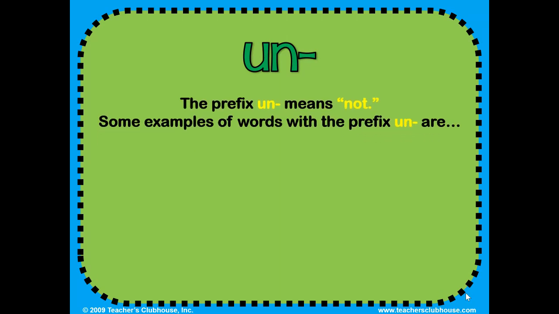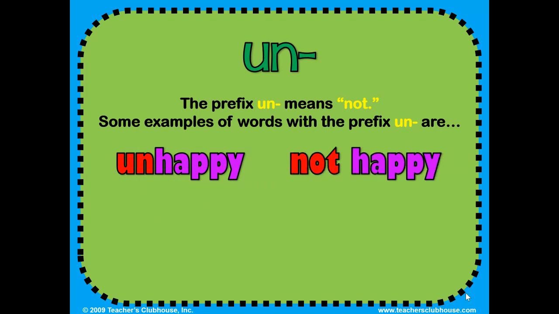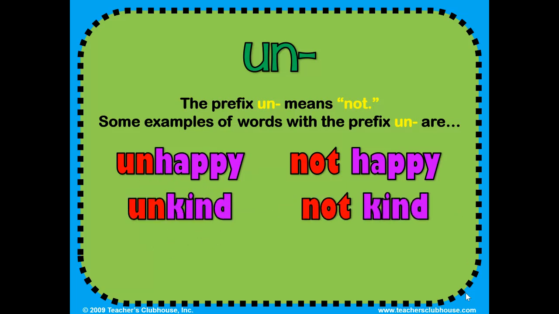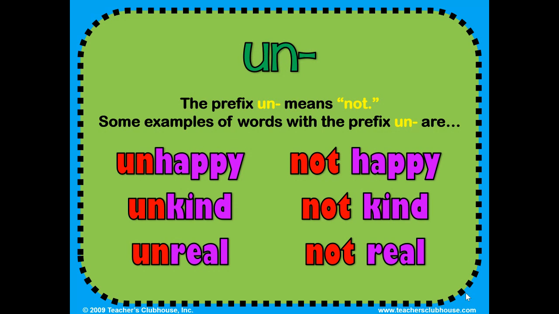Let's take a closer look at un. The prefix un means not. Some examples of words with the prefix un are unhappy. So if you add un to the front of happy, you've now changed the word to mean not happy. If you are unhappy, you are not happy. Unkind, not kind. Unreal, not real.